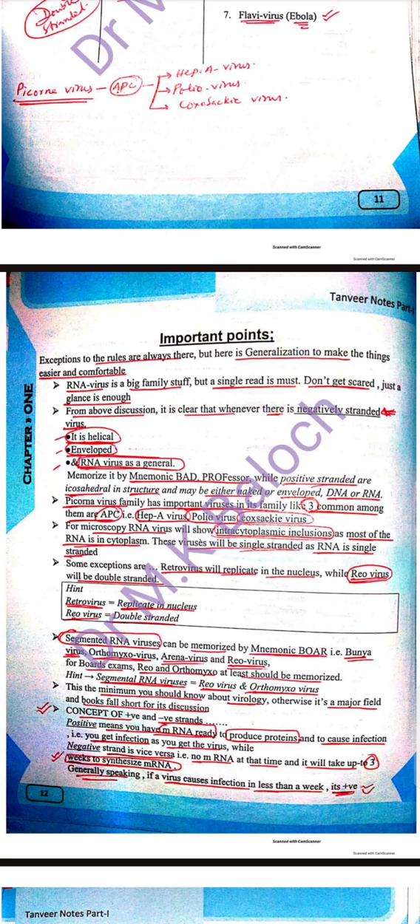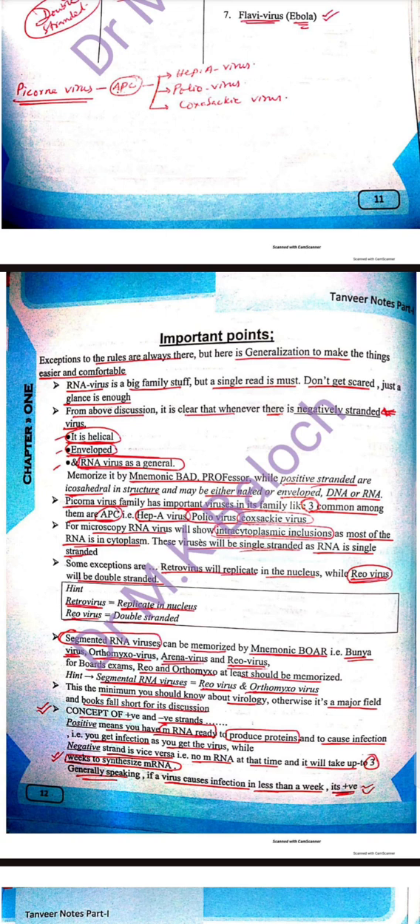in cytoplasm. These viruses will be single-stranded as RNA is single-stranded. Some exceptions are retrovirus will replicate in the nucleus, while reovirus will be double-stranded. So in RNA virus, as in DNA virus, we have the exception. Here in RNA virus also have exceptions, like retrovirus replicates in nucleus, not in cytoplasm. And reovirus is double-stranded, not single-stranded.